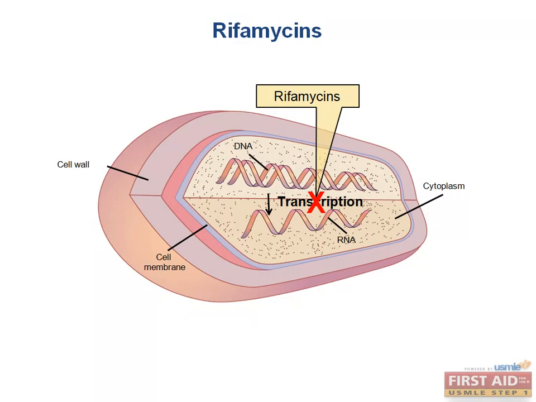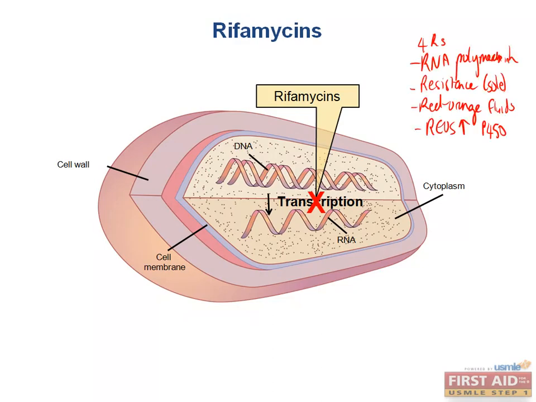When you see rifamycin, think of the 4 R's. So let's go through these 4 R's. We already mentioned 2 of them. First, it is an RNA polymerase inhibitor. Second is that resistance develops rapidly when it is used as a sole agent. The third R is that it can cause red-orange bodily fluids, including the urine, which is quite traumatic if you see it. Finally, it upregulates or revs up cytochrome P450, which is the 4th R.